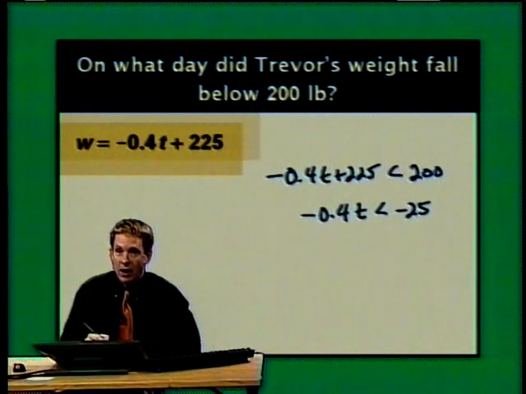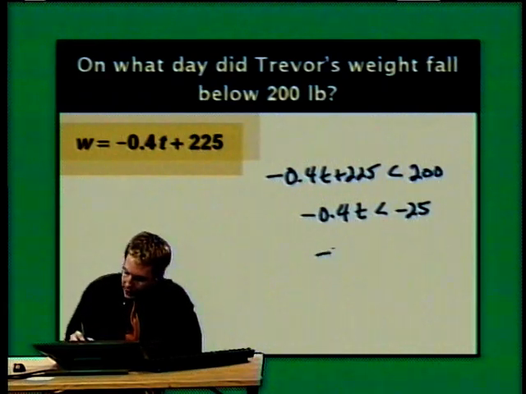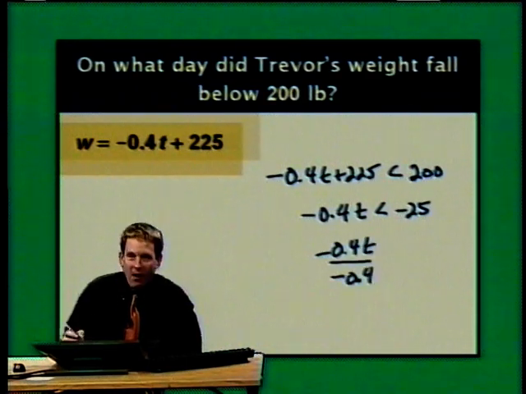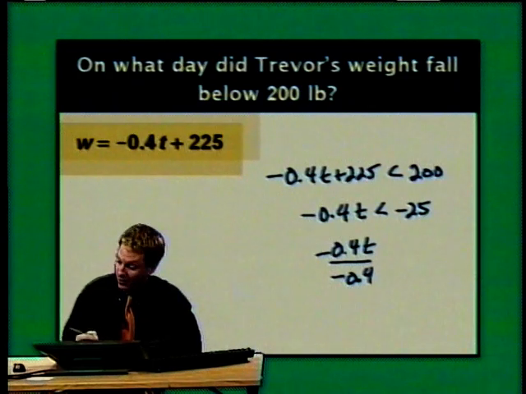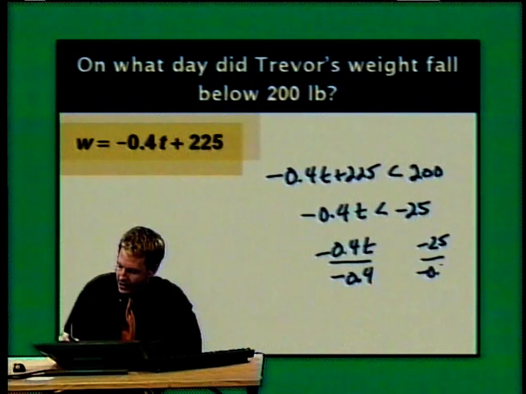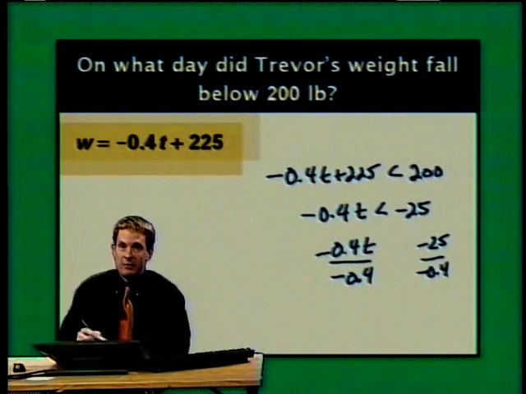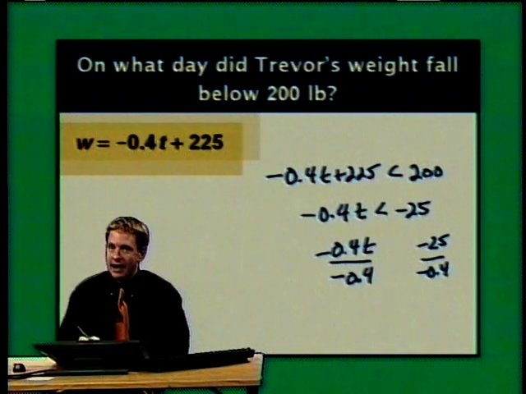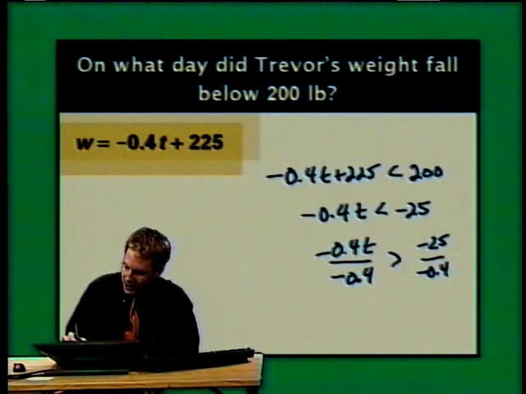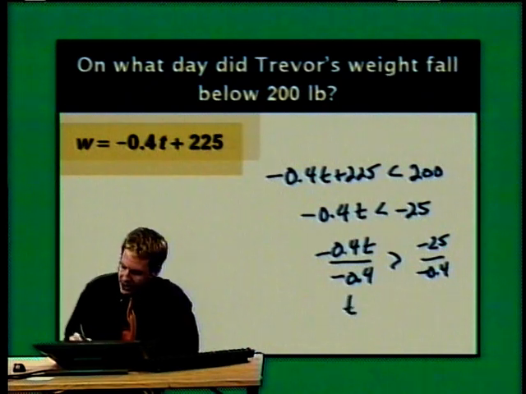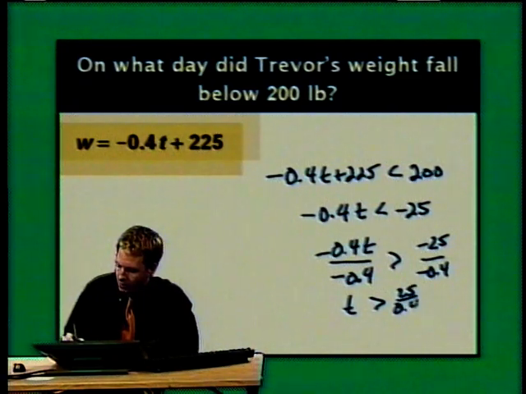Dividing both sides of the inequality by negative 0.4, on the left I'll have negative 0.4t over negative 0.4. I'm just dividing by negative 0.4, not negative 0.4t. On the right, I'm going to have negative 25 divided by negative 0.4. I'm dividing both sides of an inequality by a negative number. Hopefully, a red flag's going up in your head. We need to change the sense of the inequality. That less than sign needs to become a greater than sign. t needs to be greater than 25 over 0.4.